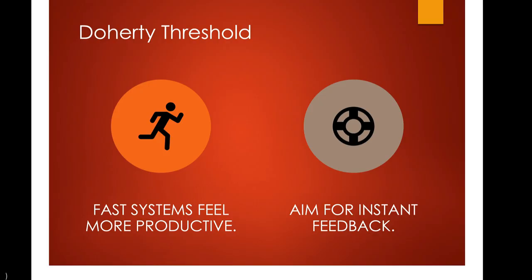So the Doherty threshold means that fast systems feel more productive. Yeah? So we want to make sure that our site isn't sluggish, that we don't have a lot of videos, a lot of content on it, a lot of images. We don't want it to slow down. And what it means when they're saying aim for instant feedback, that means how long does the user have to wait for something to finish loading, for example. Any of that is downtime. So for them, that doesn't feel like a productive system, right? They can get more if they can go through quickly.